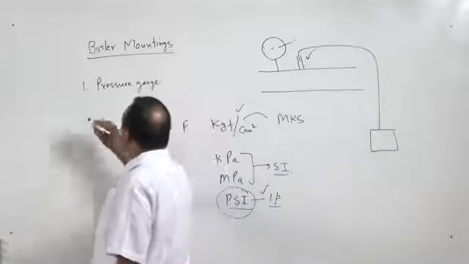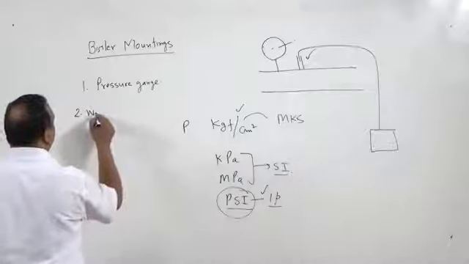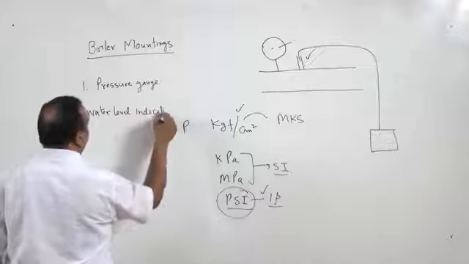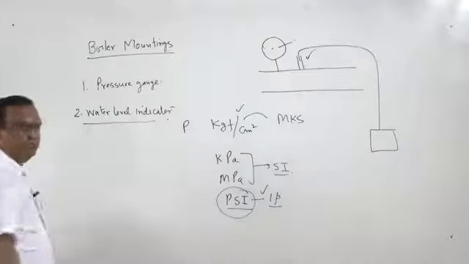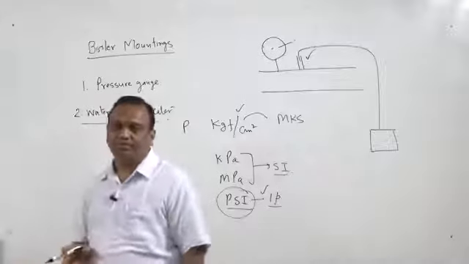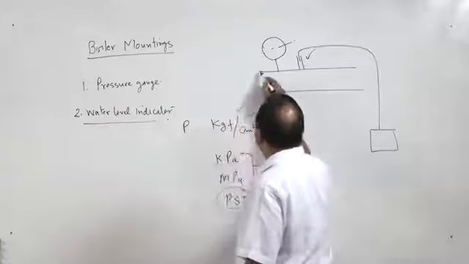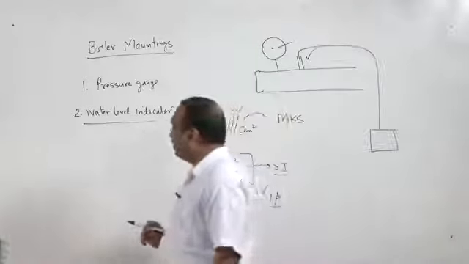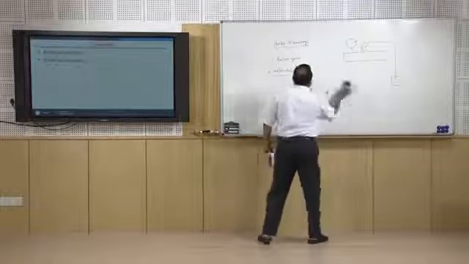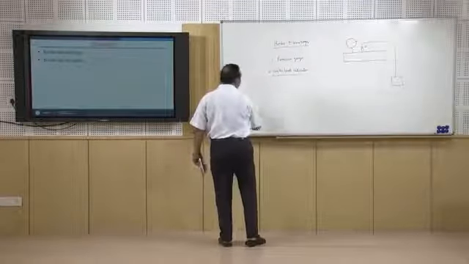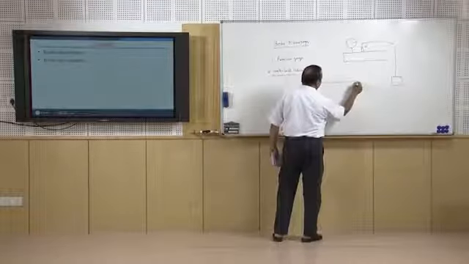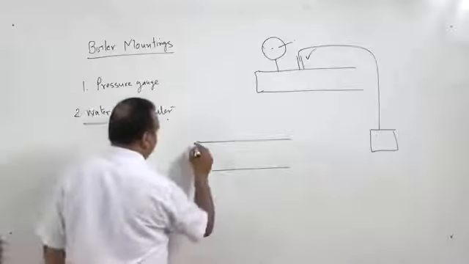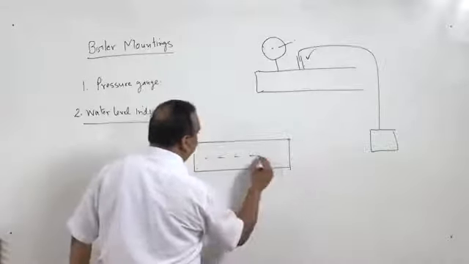Now after the pressure gauge is the water level indicator, because when the boiler is in operation, the operator must know the level of water in the boiler. The arrangement of the water level indicator is very simple. Suppose this is a boiler shell, and I want to know the level of water in the boiler shell. This is closed, so this is the level of water in the boiler shell.